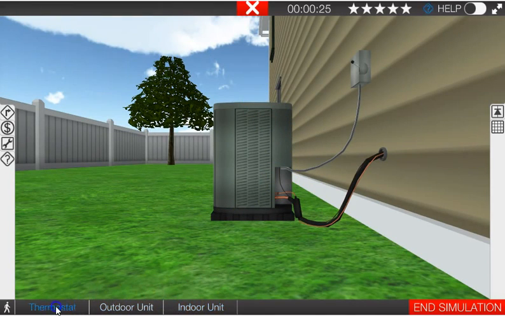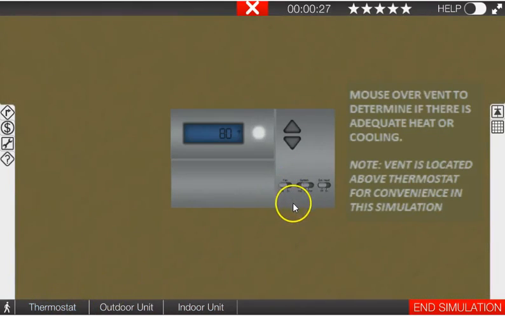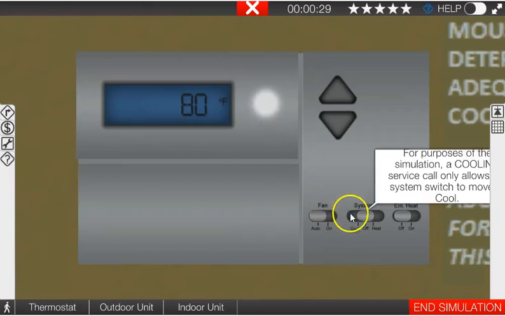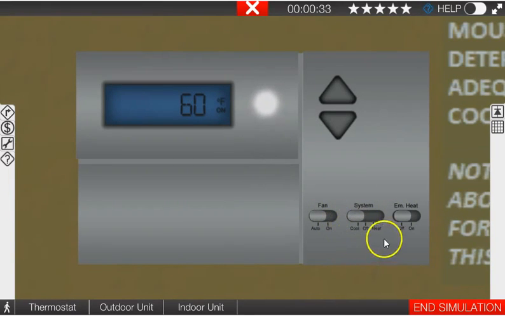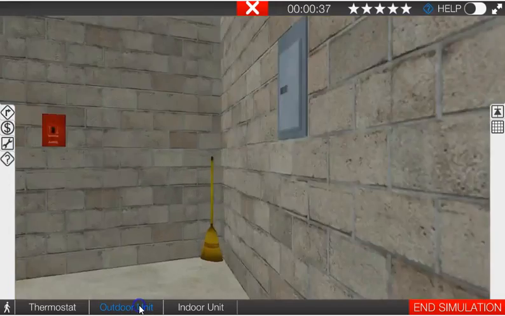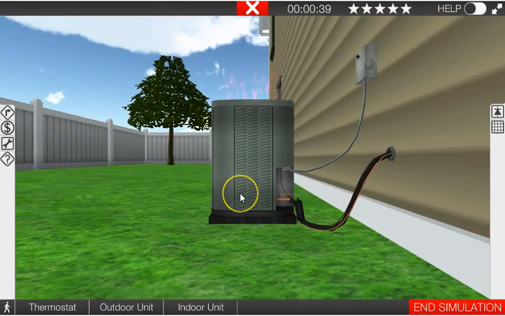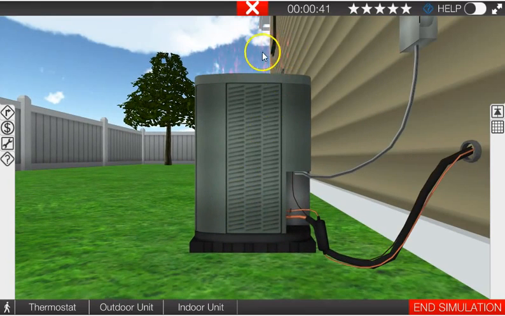Let's go ahead to the thermostat and turn it on. All right, we're going to put the system in cooling. And we're set at 60, so we should be running. Let's go back out to the outdoor unit there. Okay, so you can see it is running, and you can see that it's discharging warm air out of the top, but we're not getting good cooling in the home.